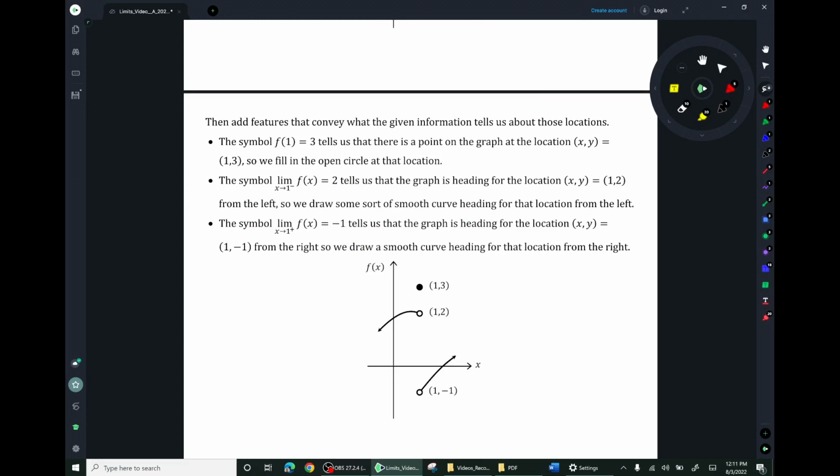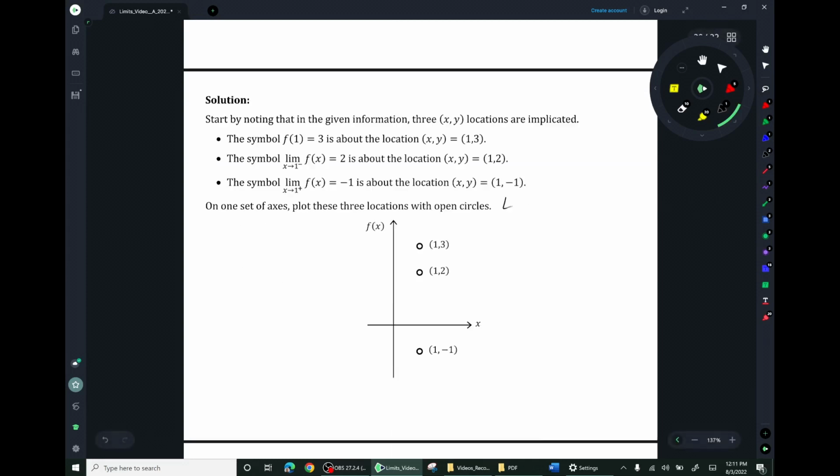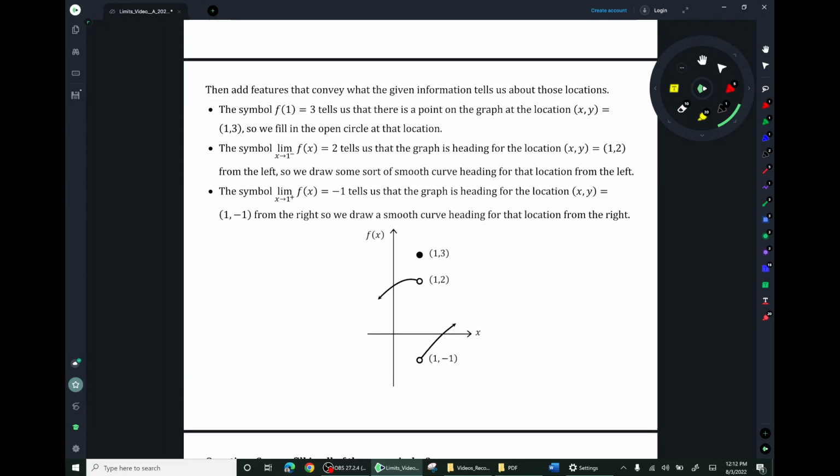Notice again, I didn't write this, but I labeled the x-coordinates of those locations. Maybe I should go back up and add that in my description. So you want to label the locations with their xy coordinates. And there's our finished graph.